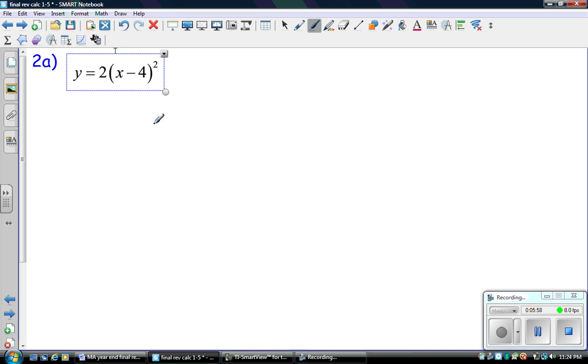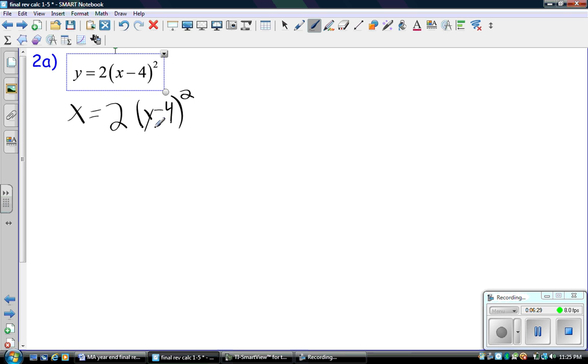Number 2A, this is a little bit easier problem. Find the inverse of this. All the inverse is where the x and the y flip. So I'm just going to rewrite this as x equals 2 times y minus 4 squared. Again, that's all the inverse is. Just flip the x and the y. Now I just need to solve for y, though, so it's in the normal functional form that we're used to.